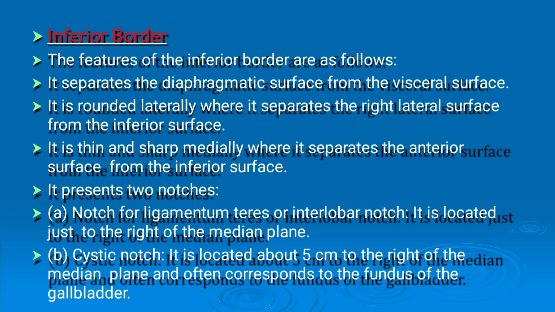It presents two notches. The notch for the ligamentum teres, or interlobar notch, is located just to the right of the median plane. The cystic notch is located about 5 cm to the right of the median plane and often corresponds to the fundus of the gallbladder.